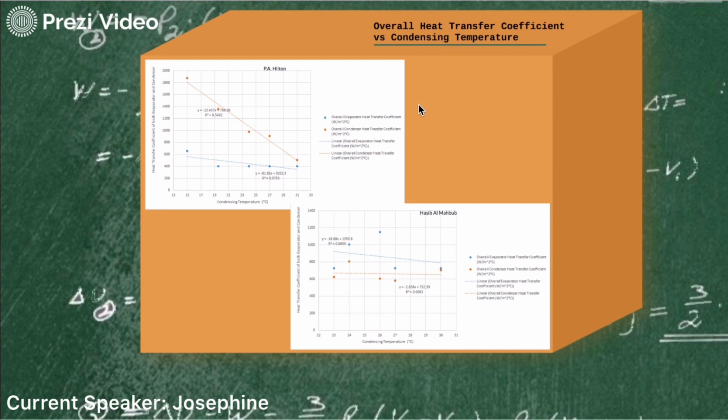The values of heat transfer rate of the evaporator from Mahbub are much larger than those from Hilton's, while the heat transfer rates of the condenser from Mahbub are generally lower than Hilton's. This may explain why there is a difference in the graphs. However, the trends of both data are similar, in that the heat transfer coefficient tends to decrease with increasing condensing temperatures.